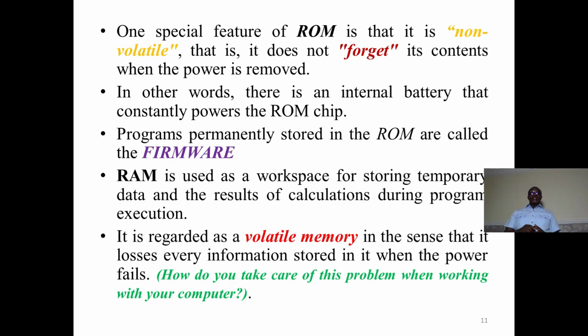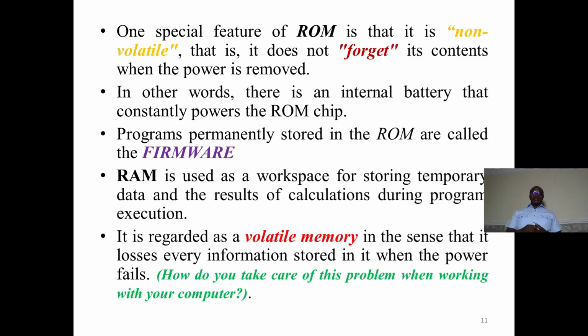One special feature of the ROM is that it is non-volatile. That is, it does not forget its content when the power is removed. In other words, there is an internal battery that constantly powers the ROM chip. Programs permanently stored in the ROM are called the firmware. On the other hand, RAM, which is the random access memory, is used as a workspace for storing temporary data and the results of calculations during program execution.